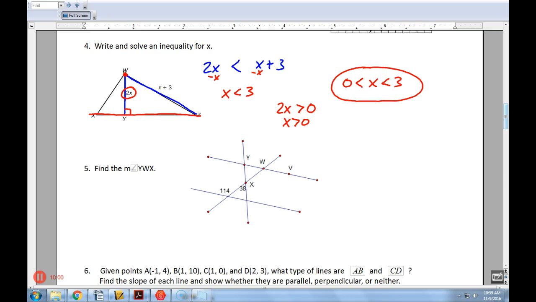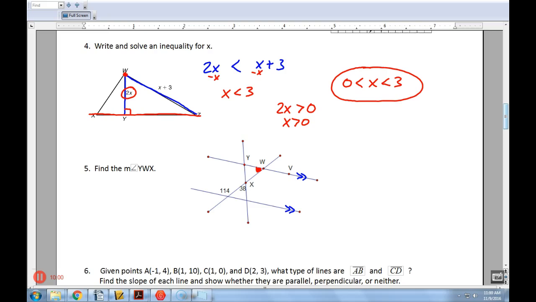All right, number 5. Find the measure of angle YWX. Where's that guy at? So we want to find this little red angle right here. I think it wasn't said, and I apologize for this, but I believe we also have to know that these two lines here are parallel to each other. I think we have to have that fact in here.